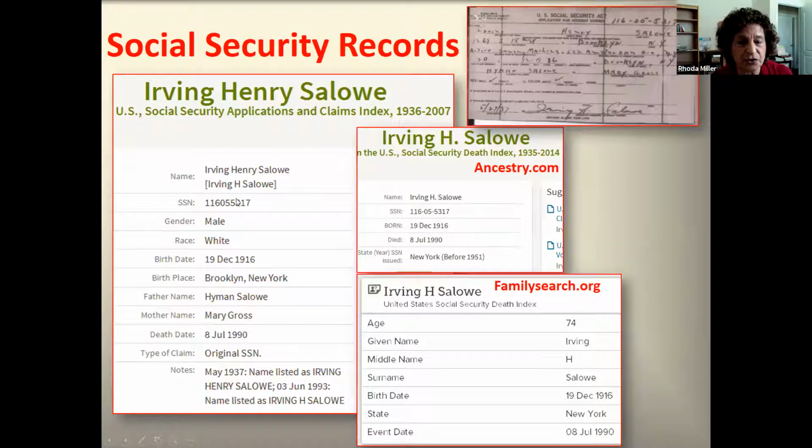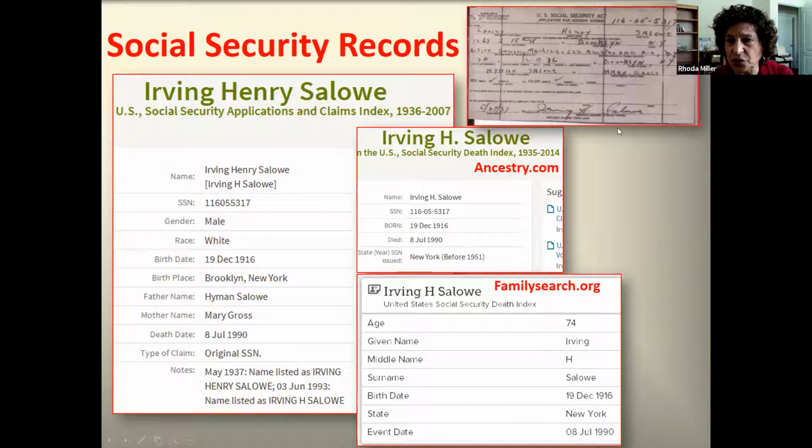Now, from the Social Security Application Index, what you can do is send for what's known as the SS5. The SS5 is the application for Social Security that the person themselves filled out. So this is entirely primary information. And it's a little more costly. The last time I ordered one, I believe it was $22 a record.